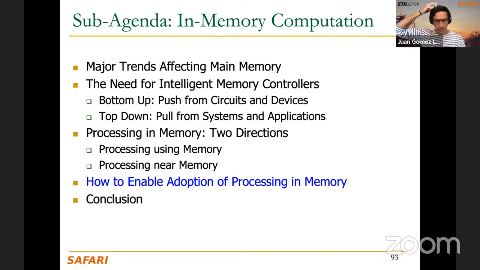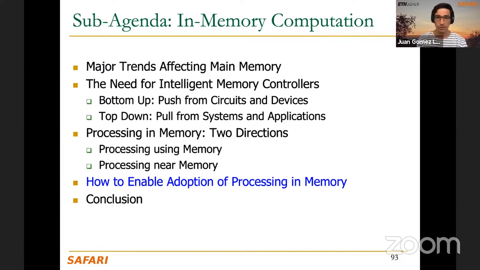Okay, I think it's time to continue, and we can very quickly summarize what we have seen so far in processing in memory. There are 2 main directions. The first one, we call it processing using memory, and it consists of computing with the memory cells themselves, either DRAM memory or non-volatile memories, as we saw yesterday. Today, we have covered processing near memory approaches. In particular, we have focused on 3 main works that use 3D stacked memory to implement processing near memory, placing compute elements either in-order cores or specialized accelerators in the logic layer of a 3D stacked memory.